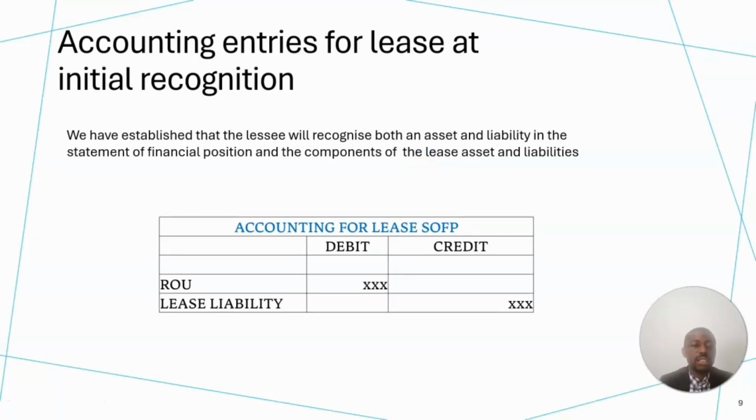So initial recognition, what is the accounting entry? The accounting entry is that the moment you establish the right of use asset and the liability, you debit your assets. Asset is always debited when you want to increase the asset. You credit your liability. Liability is always credited when you want to increase the liability.